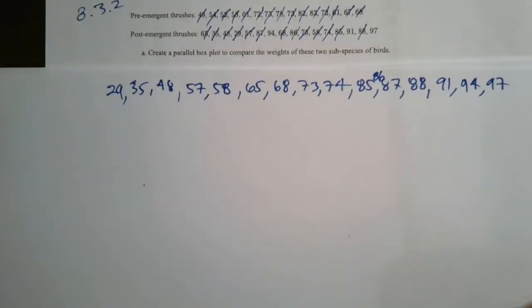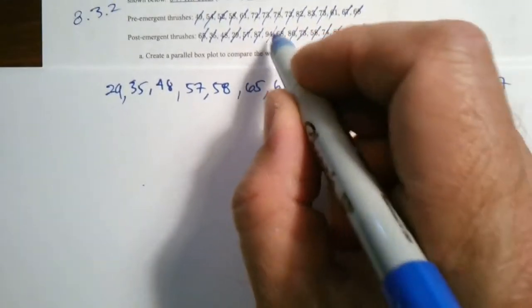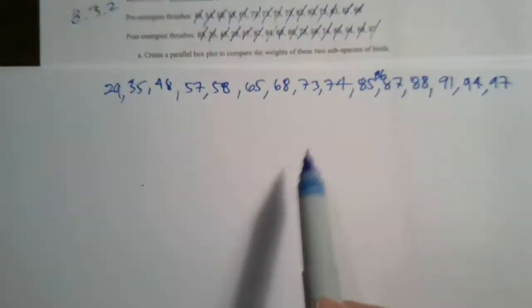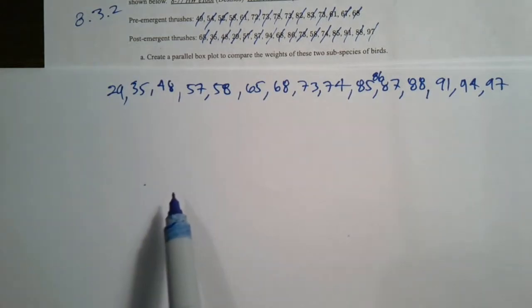91, 94, and 97. 4, 197. Okay, so there's all of our data. So we'll work our way in.